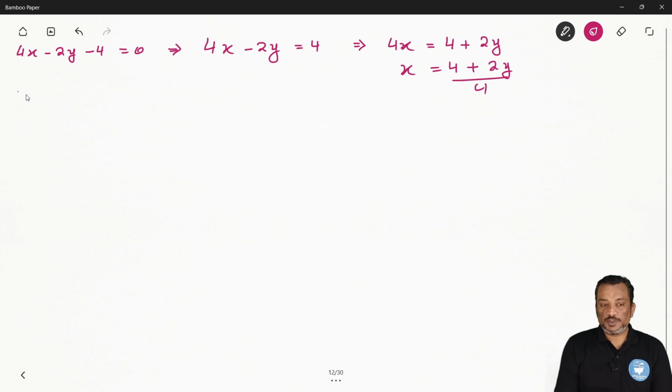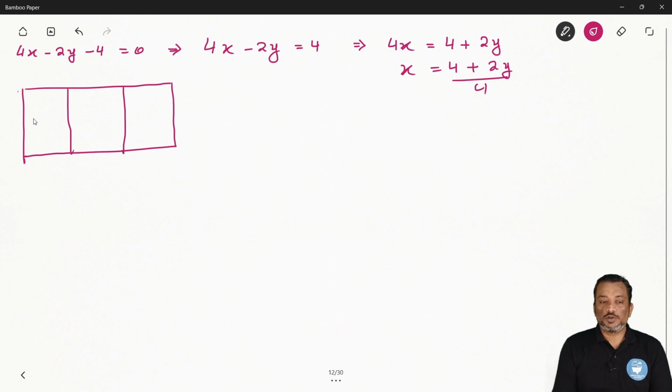Okay, now let's find their solution. So first we will take the solution table. Here you can make two columns, x and y. Now here, first we will take y is equal to 0. If you take y is equal to 0 here, I will solve this one.